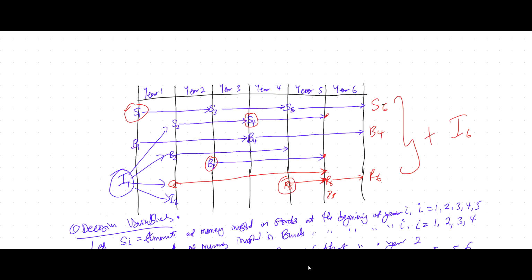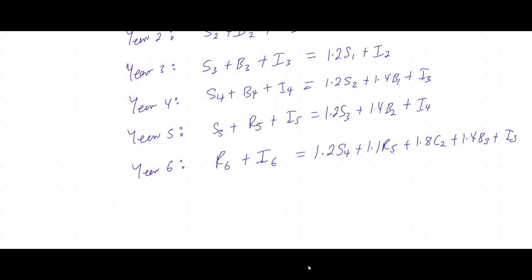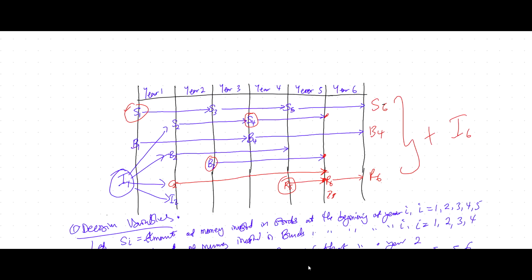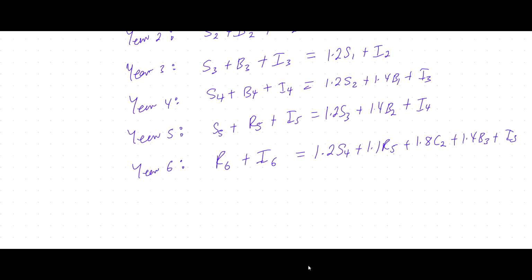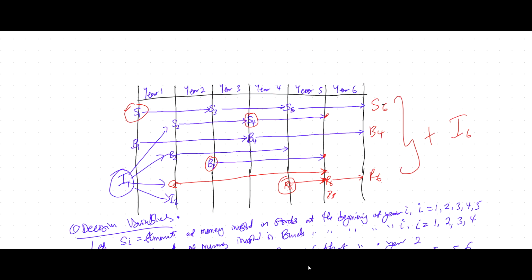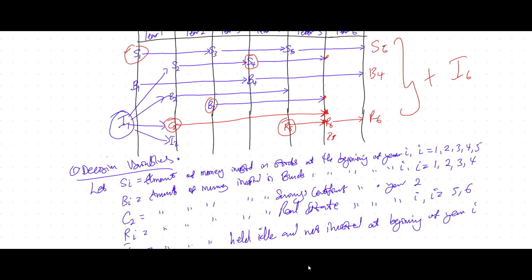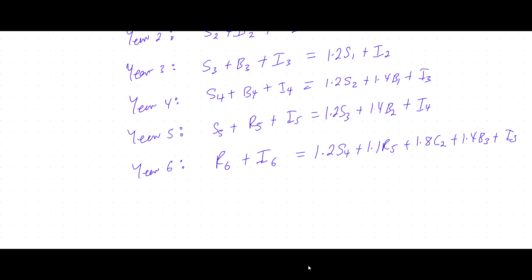So that's why we have S4, B3, R5, C2, and I5. I'm just trying to confirm everything. R5 also coming in here. C2, where is C2? Yes, C2 also coming in here before the money that is idle. So you need to look at the constraints you have, right?